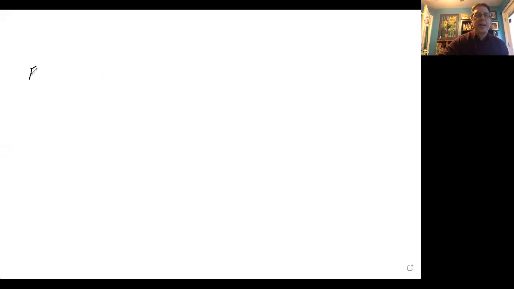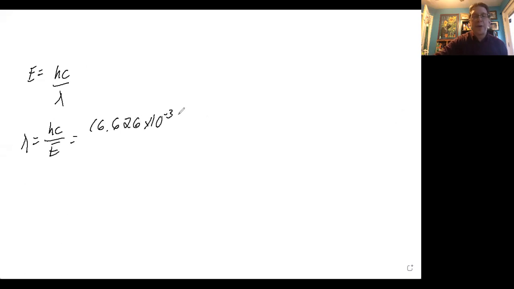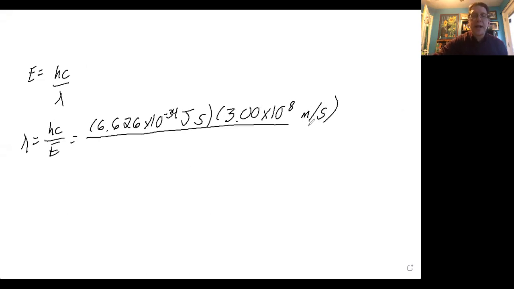So E is equal to hc over lambda. And so lambda is equal to hc over E. And so h is 6.626 times 10 to the negative 34 joule seconds. c is the speed of light, 3.00 times 10 to the 8 meters per second. And we are given an energy of 0.48 mega electron volts.